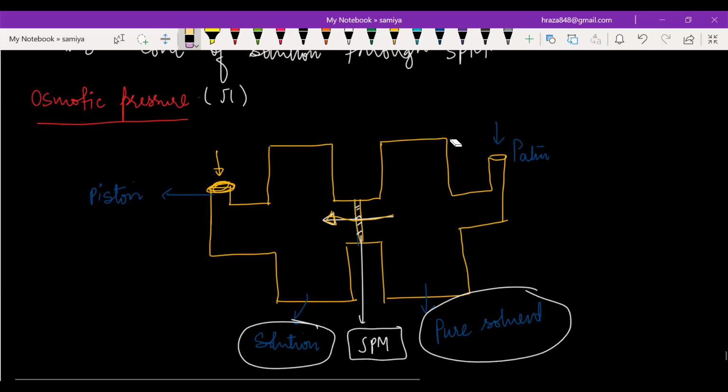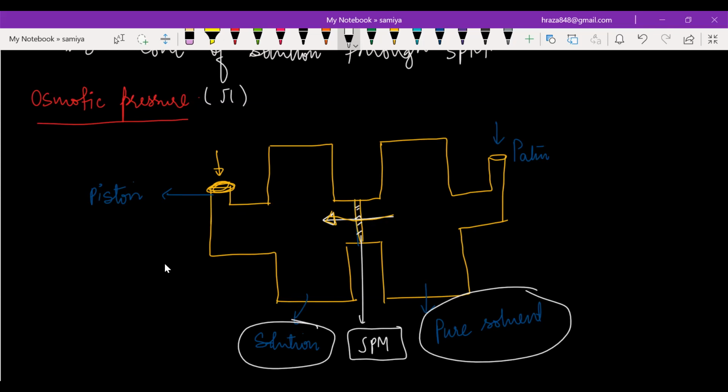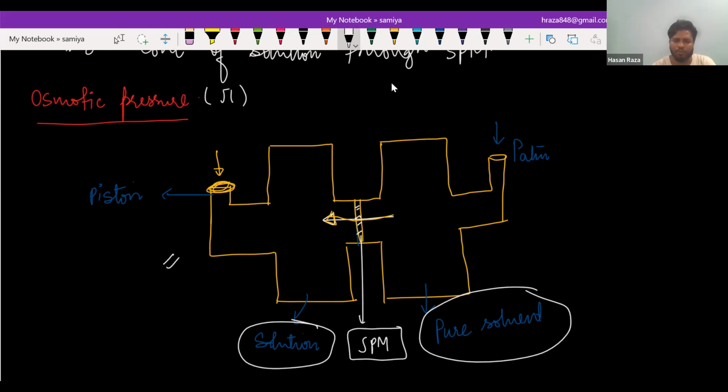I just told you, if you apply a high pressure, it will just reverse its direction. That is called reverse osmosis. Reverse osmosis means the movement of solvent molecules from lower concentration to higher concentration with the help of pressure. Is that clear? So please draw this diagram and let me know. Then I will define osmotic pressure. Then we will derive a formula and do questions. Then I will define reverse osmosis. Please do this.